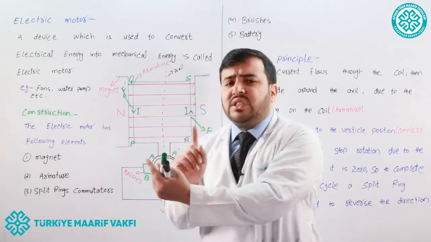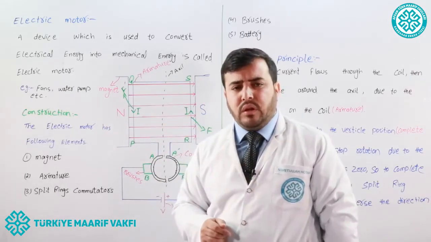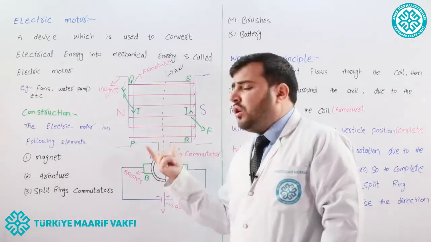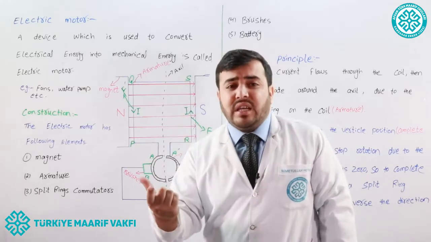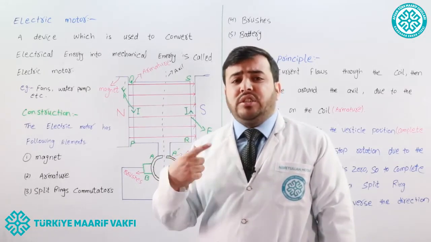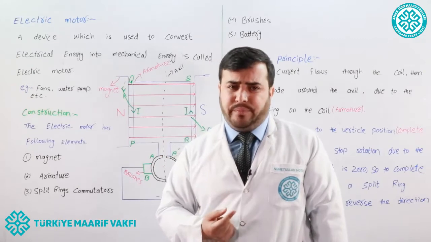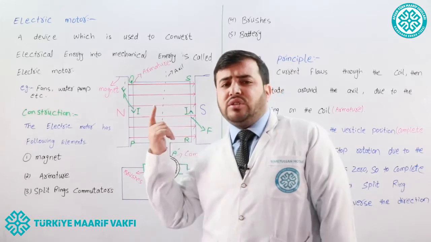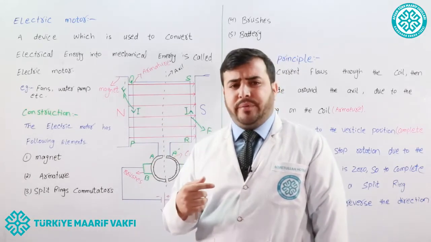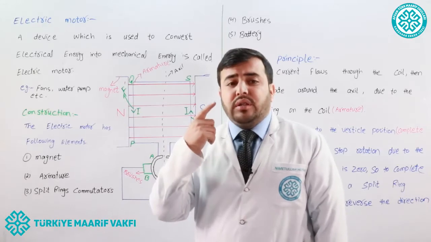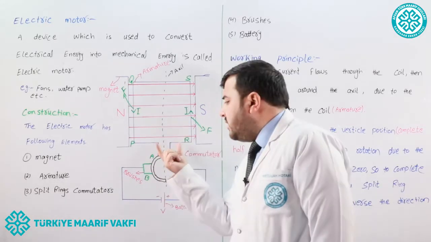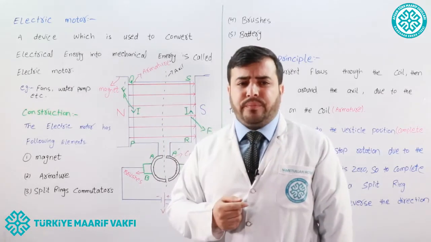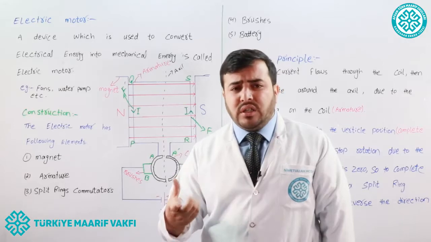This coil will start to rotate. This coil will rotate until it completes a half cycle, or we can say it reaches the vertical position. When it reaches the vertical position, the coil will not rotate because the net force acting on the coil is 0. So the coil will not rotate.